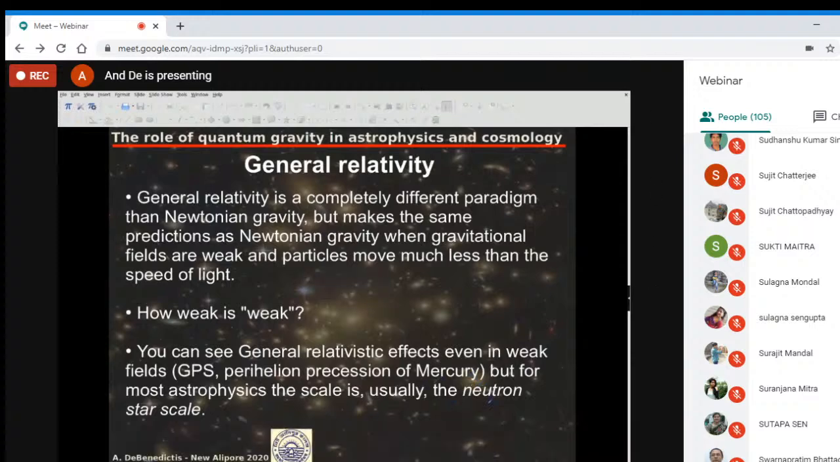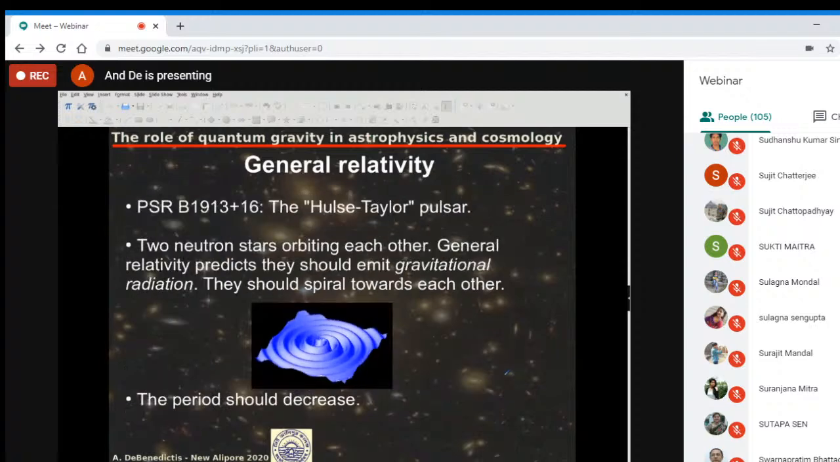And we had a nice talk this morning, a very interesting talk on neutron stars. So I will review a little bit about what was said in that talk. This Hulse-Taylor pulsar: you have one that is a pulsar, as was mentioned. The other is an ordinary neutron star, I believe. And general relativity predicts that they should emit gravitational radiation.